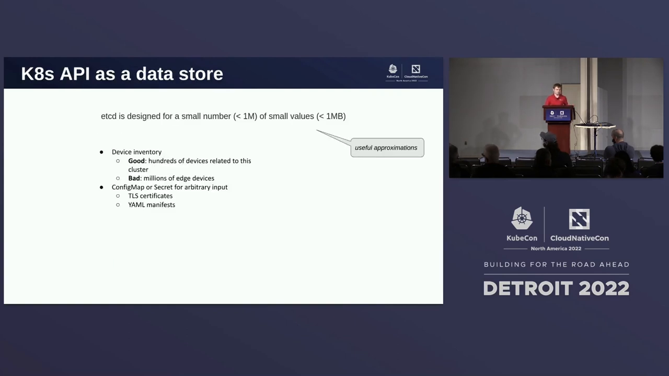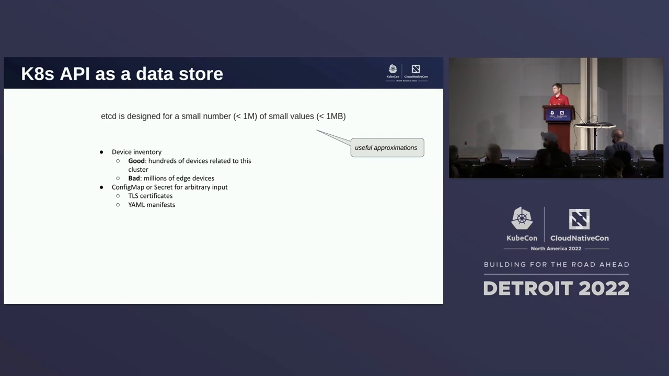And then one more. Kubernetes API is a data store. It's just not a great data store. Now, these are rough numbers, more like an order of magnitude, but etcd is designed for a pretty small number of pretty small values. We've seen things like device inventories being tracked. I've done this, device inventories of various kinds being tracked.